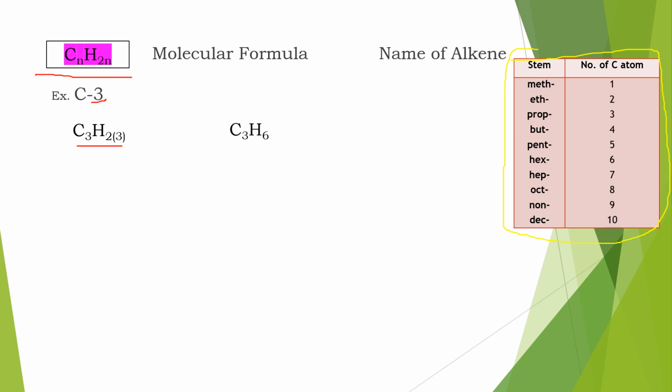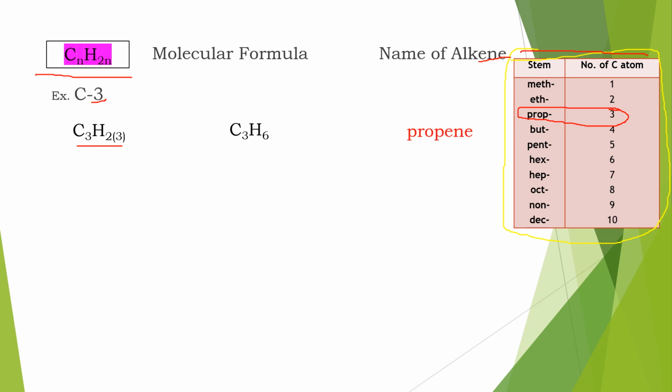And look at the table here. Carbon 3, ito po yung carbon 3, the name of the stem is prop, and since we're talking about alkene, yung ene po sa dulo ng alkene ay idadagdag lamang po doon sa prop. So magiging pangalan po niya is propene. Okay, naintindihan po ba yun?